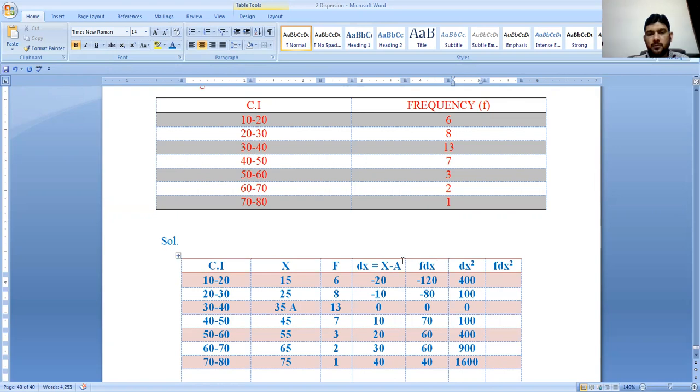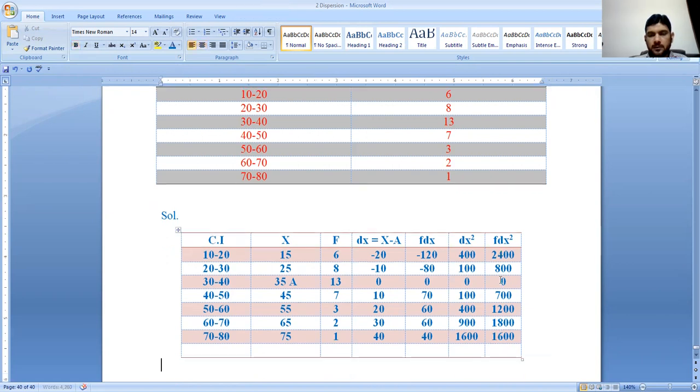Now we have to find the product of frequencies and deviation square. Frequency and deviation square will be multiplied together. That will be 6 into 400, that is 2400. 8 into 100, 13 into 0, 7 into 100, 3 into 400, and next one is 2 into 900. The last one is 1 into 1600, that will be 1600.